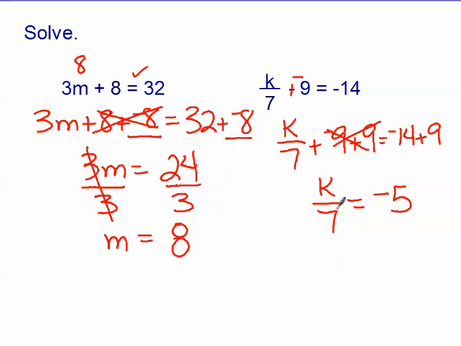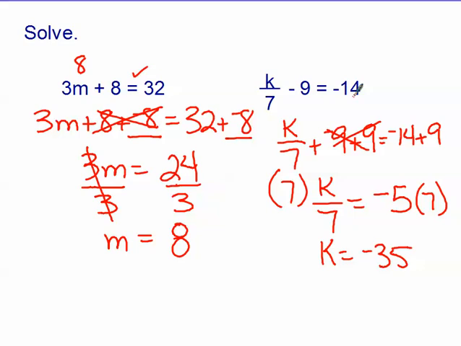Now, how do I get rid of a divide by 7? What this says is 1/7 of a k is equal to negative 5. But I don't want 1/7 of a k. I need a whole k. So I need 7 of these pieces in order to get a 1. So we multiply by 7, and we multiply the other side by 7 as well. And we find out that k is equal to negative 35. If I plug the negative 35 back in, negative 35 divided by 7 gives us negative 5, and then negative 5 minus 9 gives us negative 14. So that's how we solve equations.